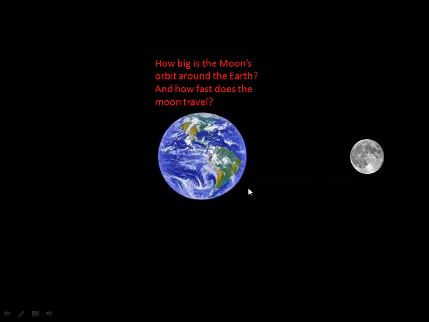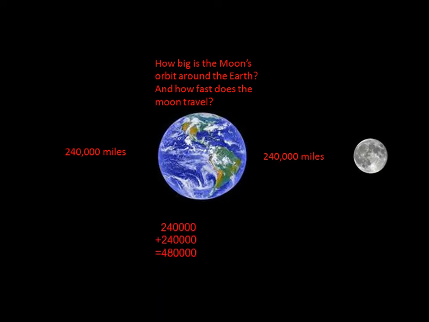How big is the moon's orbit and how fast does the moon travel? 240,000 miles is the radius. And then there's another side. To add them up, you'd get the diameter, which is 480,000 miles.